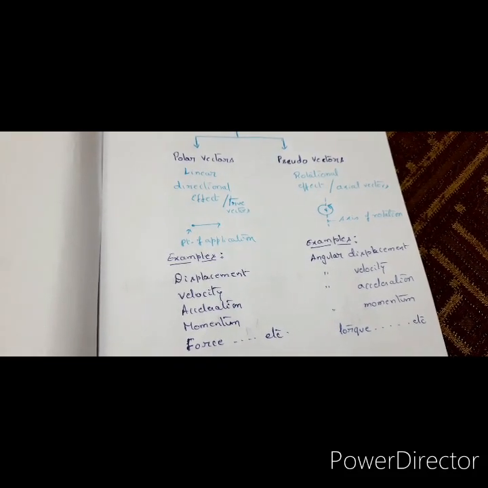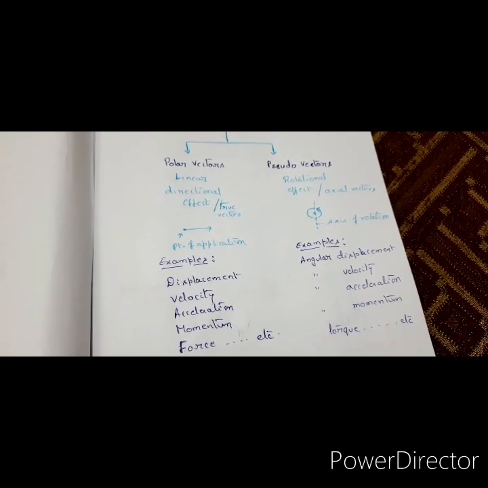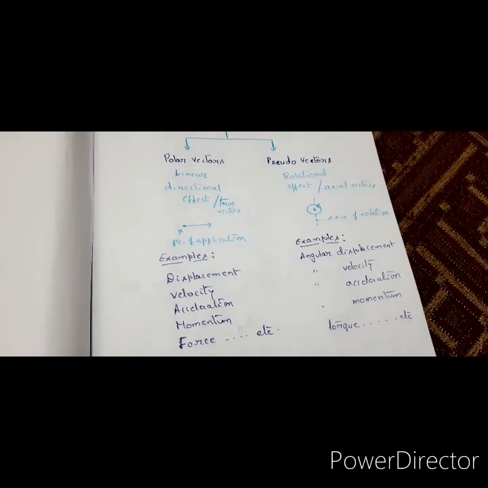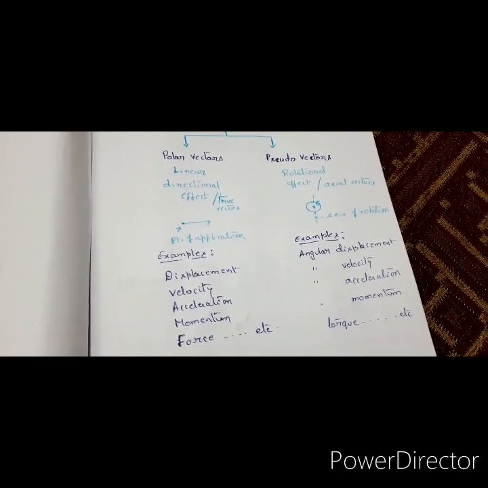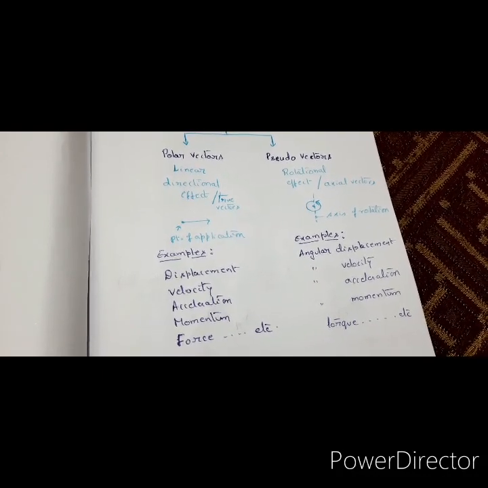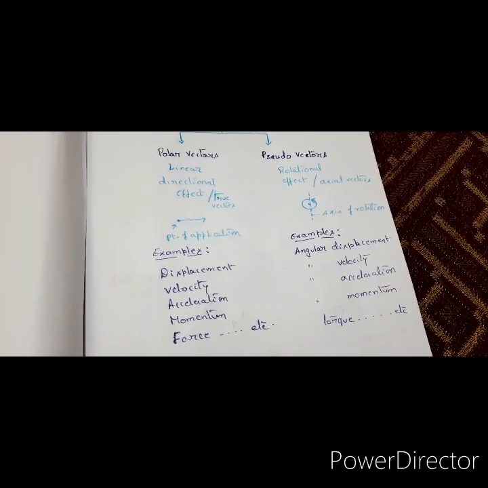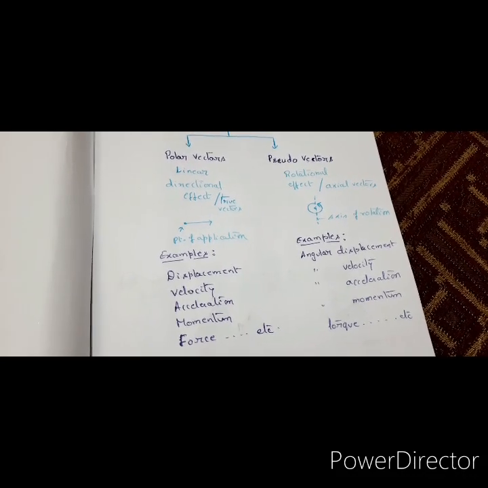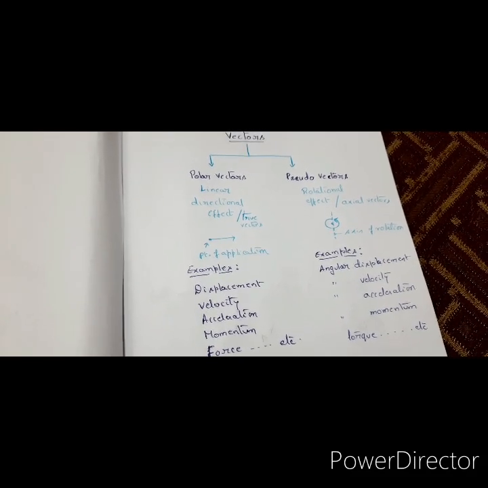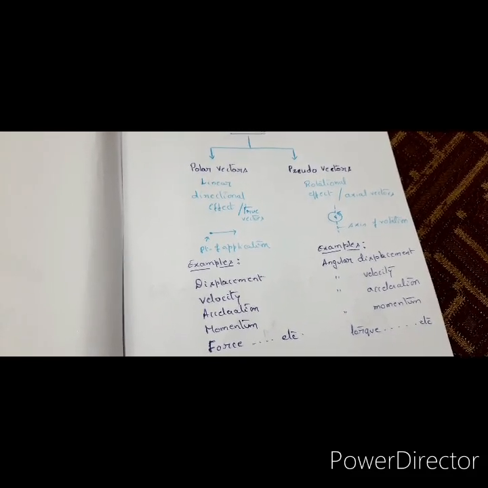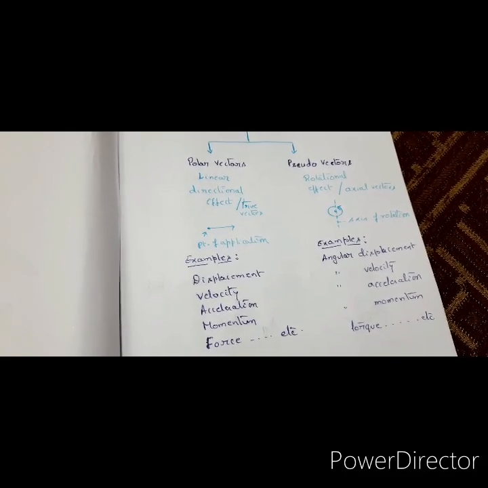So now is it clear? Polar vectors are the vectors which have linear directional effect and pseudo vectors show rotational effect, and all the linear vector quantities or physical quantities are polar vectors, and all angular quantities like angular displacement and so on are pseudo vectors. You might have come across some other word, tensor. Yes, it's very common that you will get confused between a tensor and a vector.